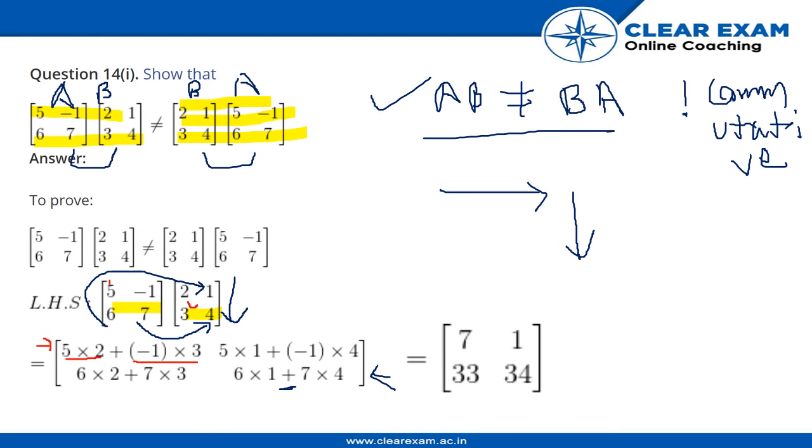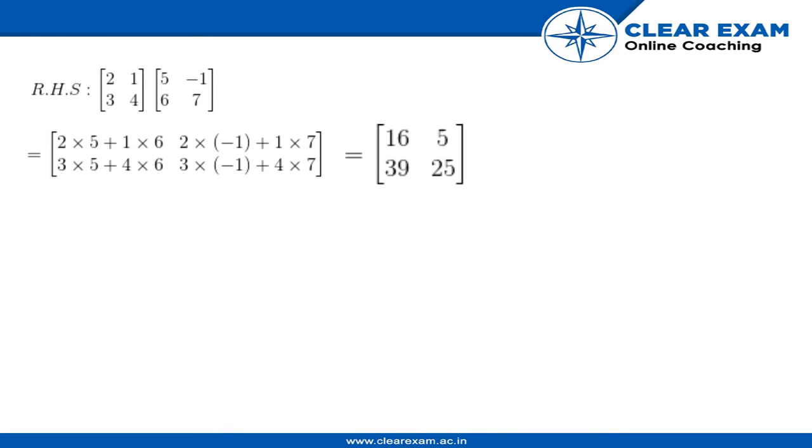So we get our LHS as this. Remember it, we may need it in the later part. We have our LHS as 7, 1, 33 and 34. Now moving to the next slide, where we have to operate on the RHS. Our RHS is B into A. This was B, this is A. Now we multiply both the matrices, and our final answer is this.